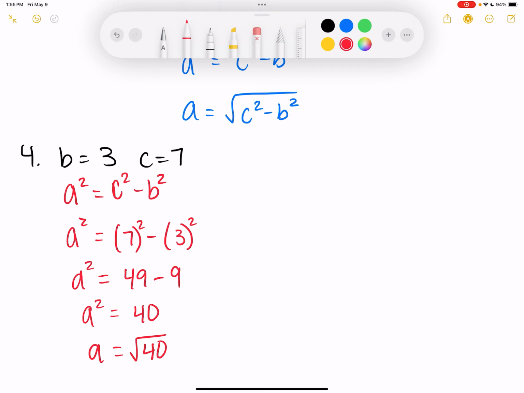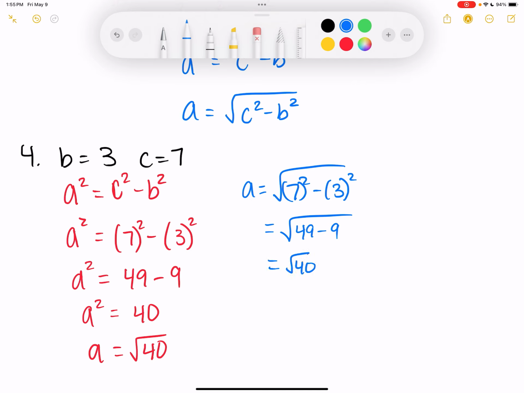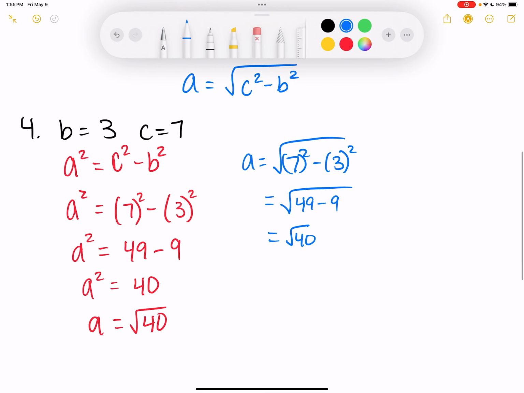Now, obviously, I had already manipulated this formula up here. I could have made it go faster by doing it that way and just going straight to A is equal to the square root of 7 squared minus 3 squared, which would have then let me go to the square root of 49 minus 9, which is the square root of 40. So I can speed up the process if I already know that, but that's just because that one was already written, okay? Questions on that one?